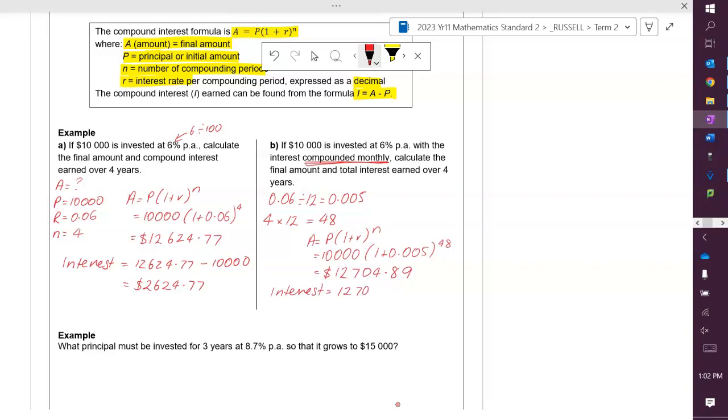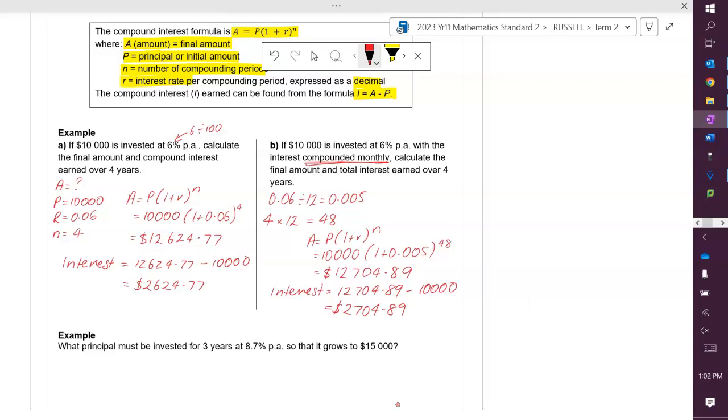So the interest earned is $12,704.89 minus my initial amount, which was $10,000. So $2,704.89. So you can see here, it's the exact same time, same interest. However, if it's compounded monthly, you are earning that little bit extra on your investment. So definitely look into that if that is something you are going to do in relation to investing money.